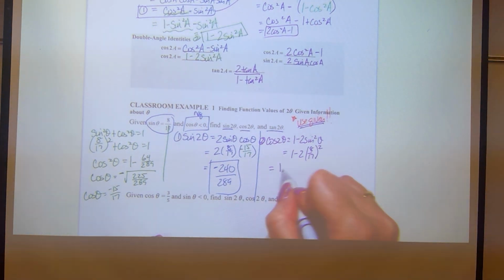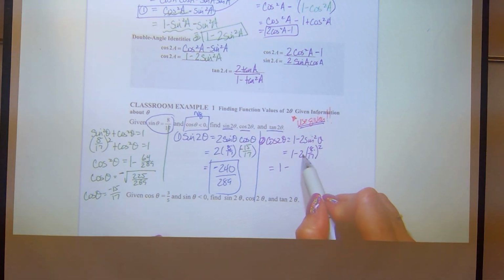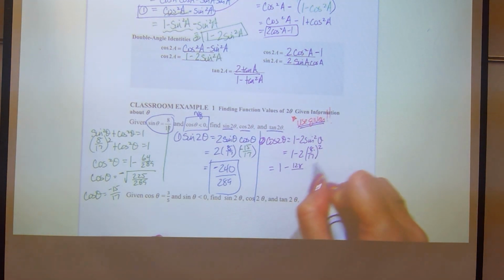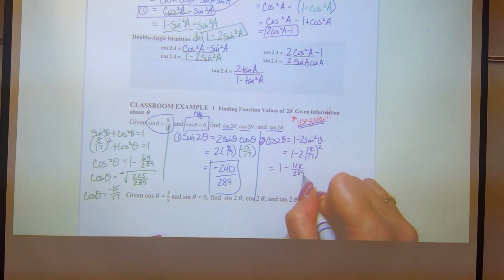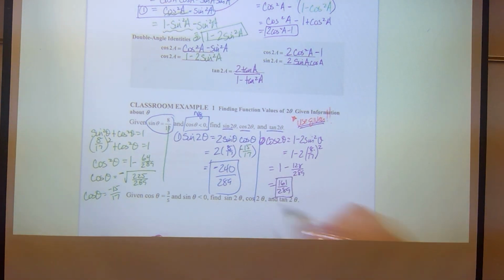So that is 1 minus, and 8 squared is 64, times 2 is 128, and we already said 17 squared is 289. When I turn this 1 into 289 over 289, I get 161 over 289. Don't plug this into your calculator and give me a decimal. I'm going to count it wrong.